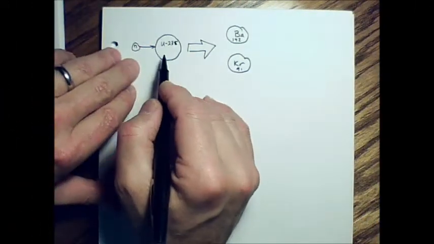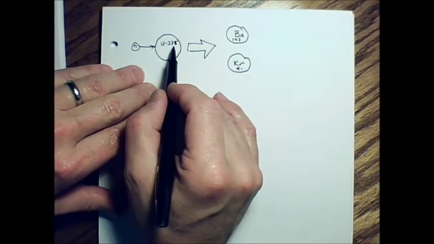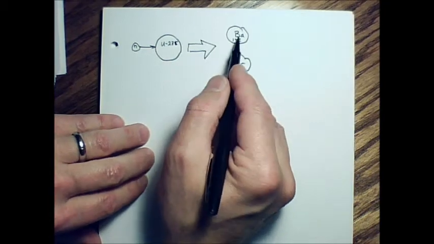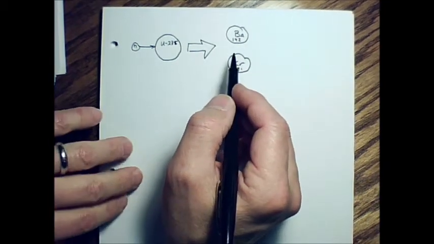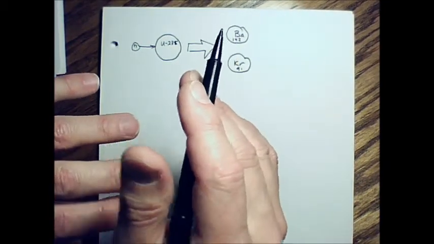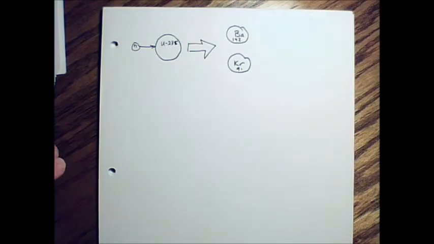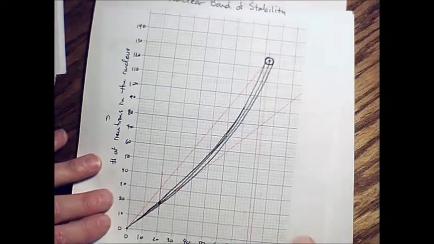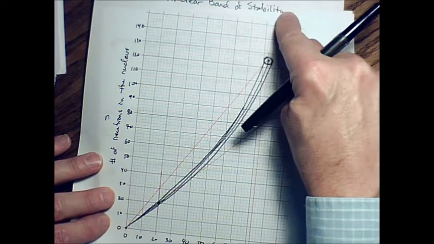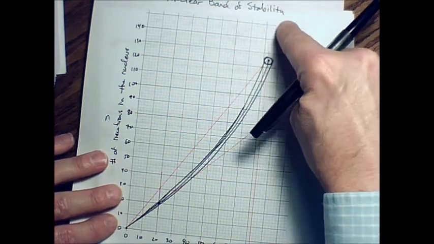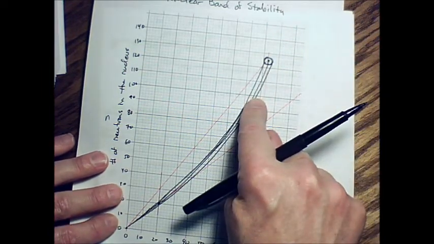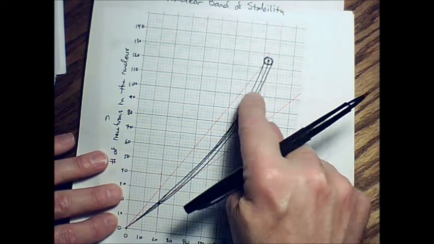You use the nuclear bullet, it strikes the uranium, it splits up into big chunks like barium and krypton, but remember in our band of stability, the bigger you get, the more neutrons you need to keep it stable. So when we get down into smaller stuff, we need fewer neutrons. And in fact, we have to have fewer neutrons to have a stable form.